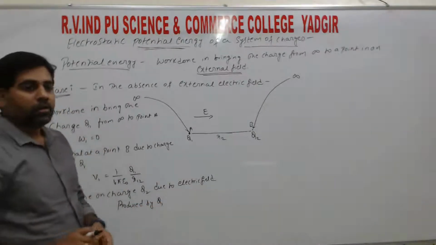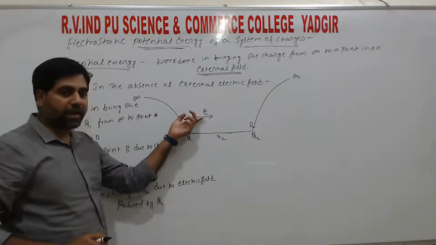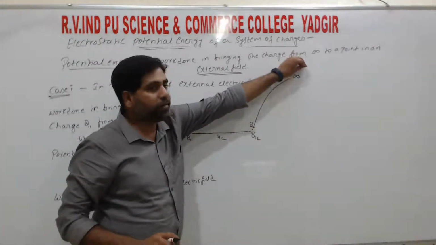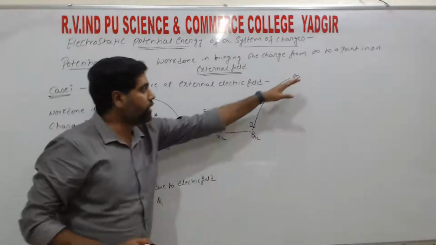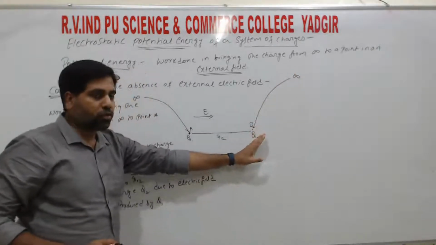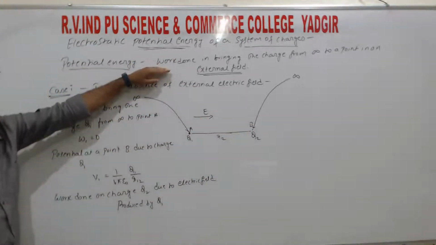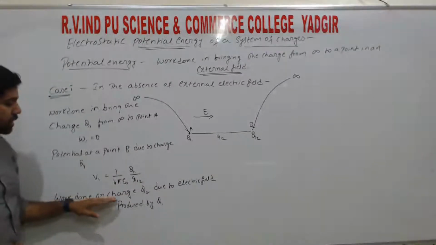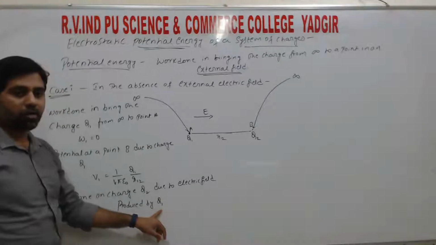Q1, right? So here we have charge Q1, so from this charge we are getting the electric field, right? So when we bring the charge Q2, we are bringing this charge Q2 from infinity to the point B, against the electric field. So then work is done, right? So that's what I have written here. Work done on charge Q2 due to the electric field produced by Q1, right?